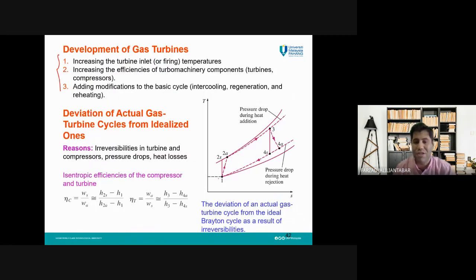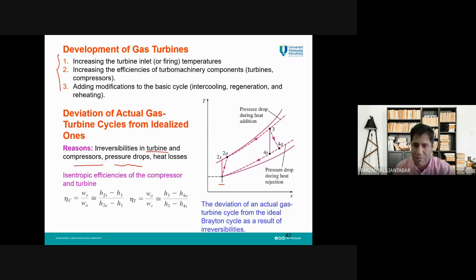We have deviation from the isentropic process. Why? Because we have some irreversibilities in the turbine and compressors, like pressure drop, which we have in the turbine and compressor. We assume we have an isentropic process, but due to the heat loss, and also due to the pressure drop, the processes in the turbine and compressors are not isentropic.